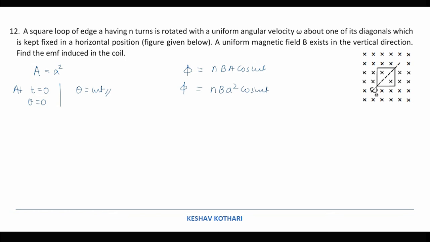So the magnitude of the EMF induced can be written as d phi by dt, and it is equal to nBa square omega sine omega t. So this is the value of the EMF induced in the coil due to the rotational aspect, since it is rotating with omega.